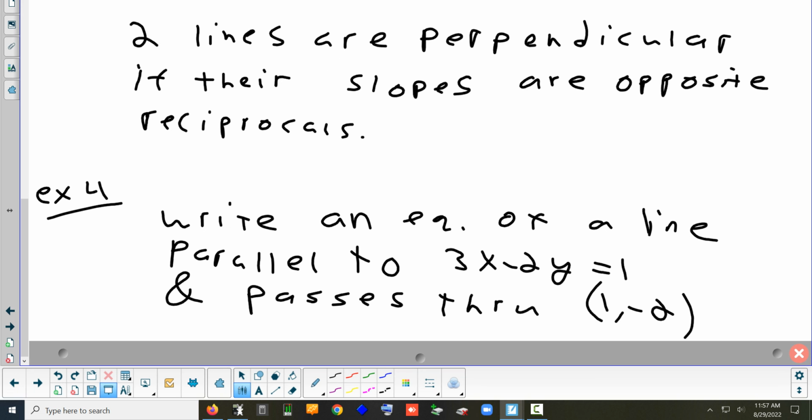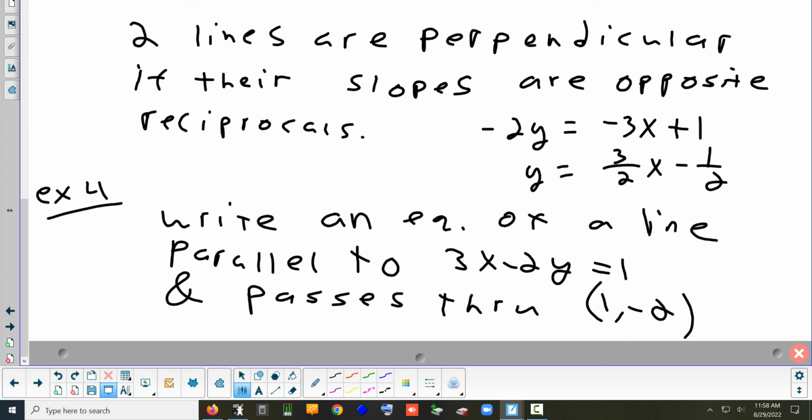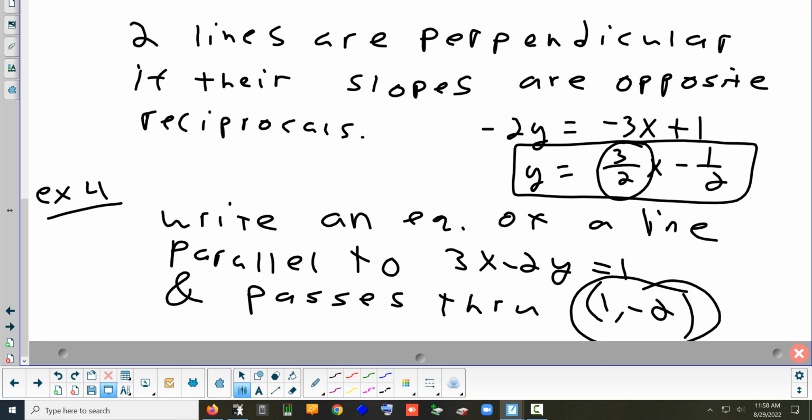So if I said write an equation parallel to 3x minus 2y equals 1, and it has to go through the point (1, -2). Well, first step, I'm going to get y by itself so I can find the slope of this line. There we go. So that's not the answer. That's the same line rewritten in y equals mx plus b. Now I know he wants something parallel, so that means my new line is going to have a slope of 3/2, and it's going to pass through those two coordinates.